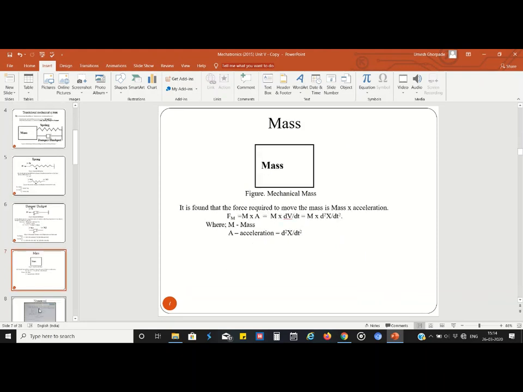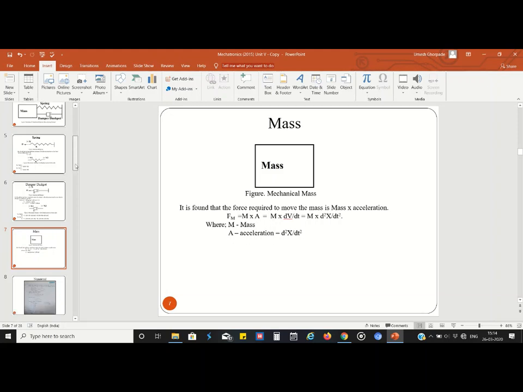So the next important component is the mass. The force required to move the mass is mass into acceleration, that is, force is equal to mass into acceleration. Acceleration is nothing but the rate of change of velocity with respect to time. Velocity is nothing but the rate of change of displacement with respect to time. So we can change that equation to m d square x upon dt square. So m is the mass, a is the acceleration. Okay, so these are linear systems, so these are the translation systems.